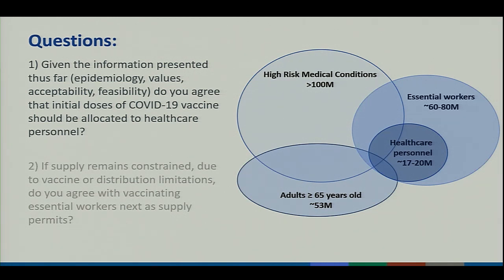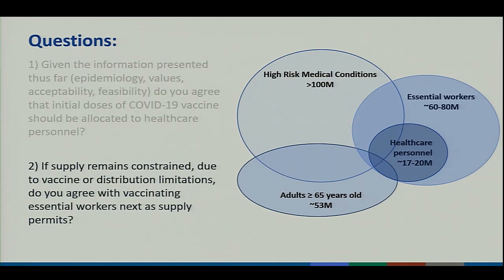Thank you all. So we'll move on now to the next question. Dr. Dooling. The second question for ACIP members is, if vaccine supply remains constrained due to either vaccine or distribution limitations, do you agree with vaccinating essential workers next as supply permits?